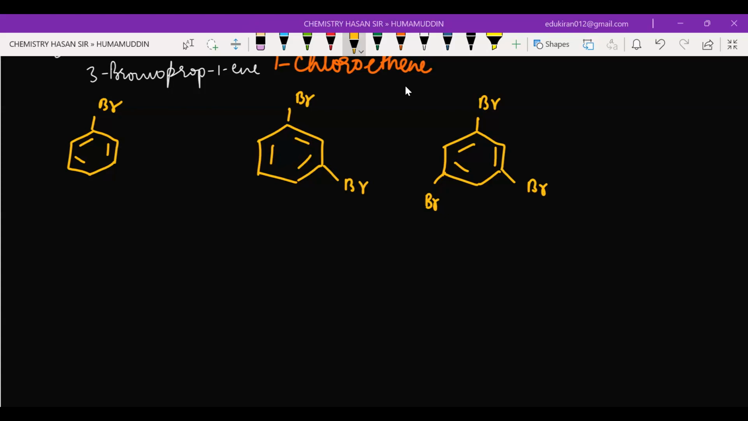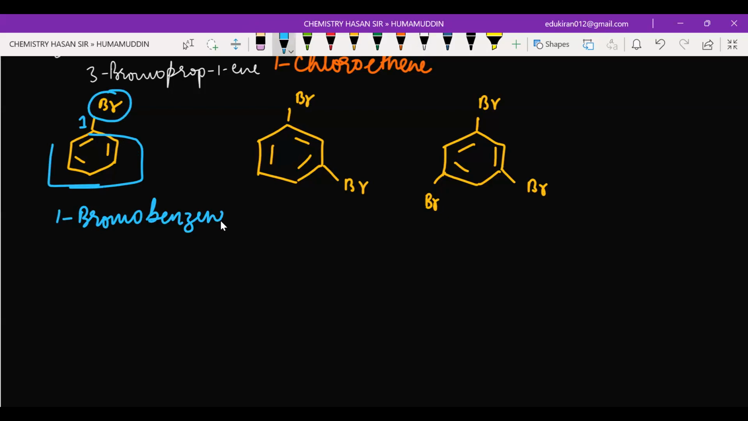Have you done it? This is your benzene, right? Yes, sir. Now you know that this is your branch, so you are just going to number it 1. At first position it is bromine, so you write bromo. And what is the name of this part? Benzene. So you directly write 1-bromobenzene.